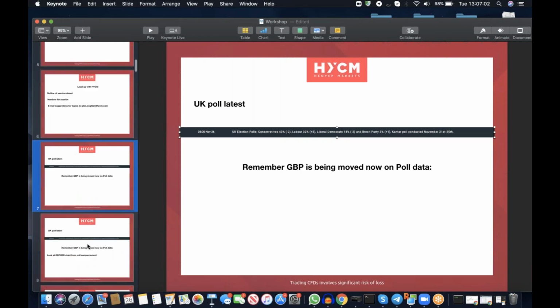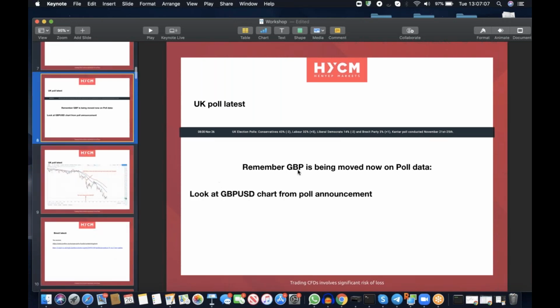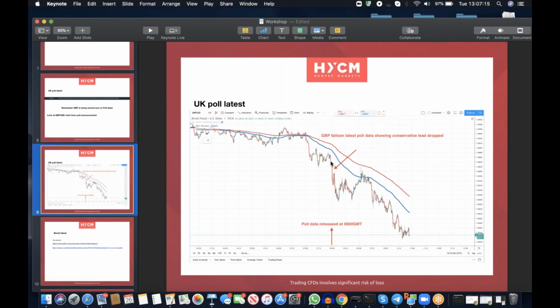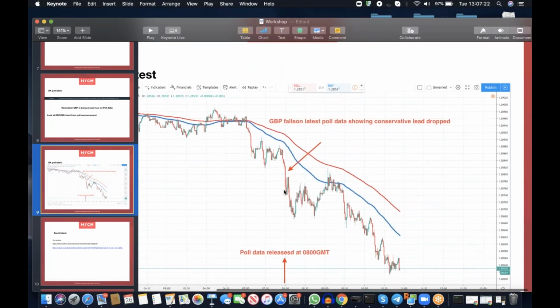And just to show that, I wanted to point this out to you as I was preparing this, to show you the pound US dollar chart from the poll announcement. Remember, the announcement is here at 8 o'clock GMT, and here we have the poll released at 8 o'clock GMT. You can see price at the end of that minute got down to about 1.2878, and I was seeing price when it was about 1.2880, and then price moved down steadily from that release.